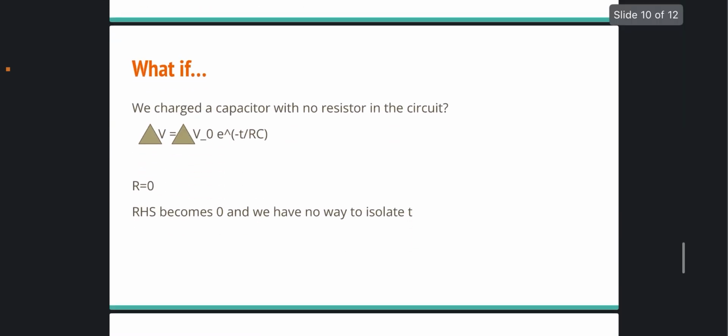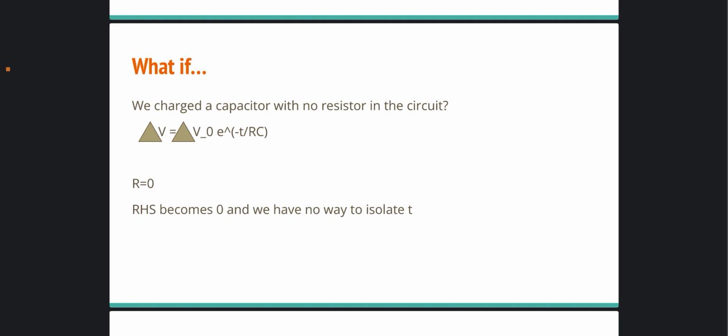And so the what-if question: if we charge the capacitor with no resistance in the circuit, if we were to just take this formula at face value, we can see that if R is 0, e to the negative t over 0 is e to the negative infinity, which is just 0. So we have delta V equals 0, and so we have no way to algebraically manipulate this equation to get something for t. But if you were to go ahead with the calculation with the natural logarithm and stuff, you would just get zeros and infinities, and that stuff wouldn't work out.